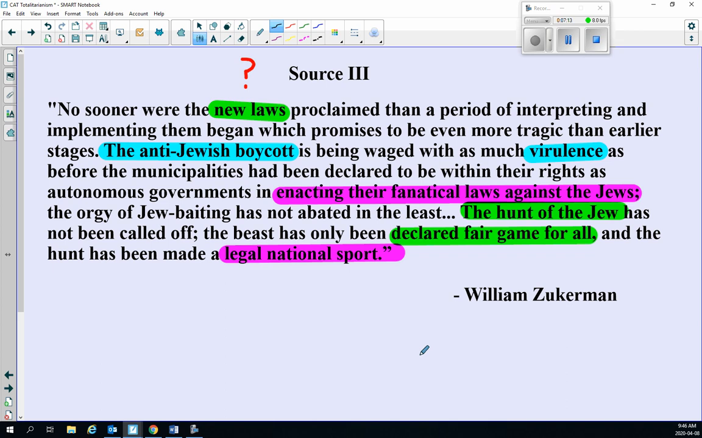The Jew has now become, as he says, fair game for all, and the hunt has been made a legal national sport. Might be referencing the Holocaust, but I don't think we're quite there yet. I think he's talking about the Nuremberg laws and things that are going to happen because of it. So the government has legally taken away Jewish rights and freedoms. They are no longer citizens and now are fair game in what he calls the hunt of the Jew.